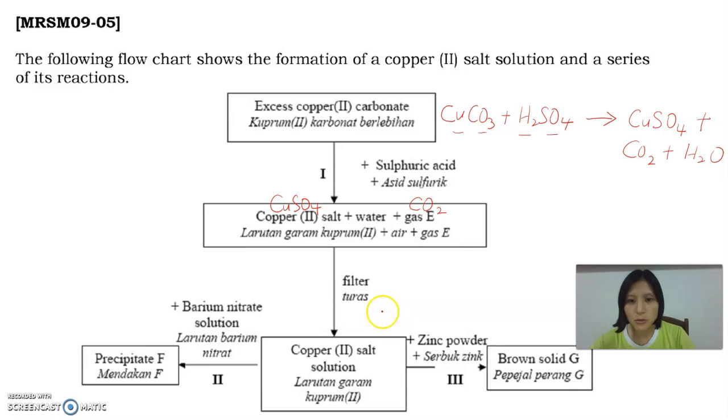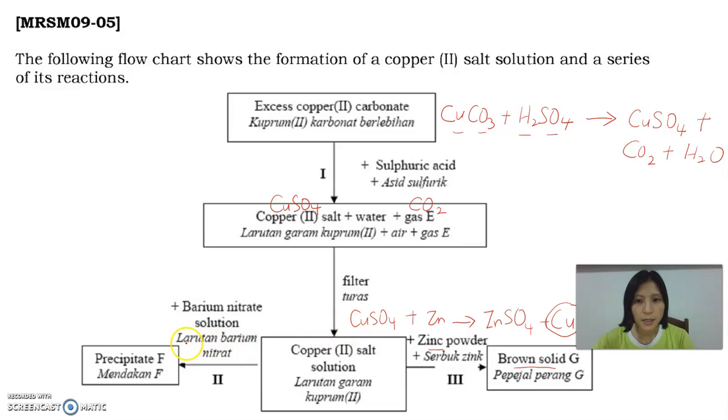This copper 2 salt solution, we want to let it react with zinc. So we write the reaction. Now zinc in the electrochemical series is higher than the Cu in the electrochemical series. Therefore, zinc can displace Cu. So Cu comes out, it's displaced, and zinc will partner sulfate, so it becomes zinc sulfate. So what is this brown solid? That's copper. Copper solid is brown in color.